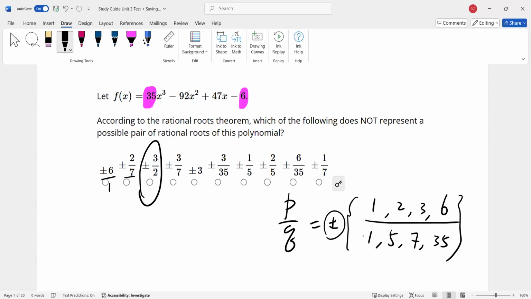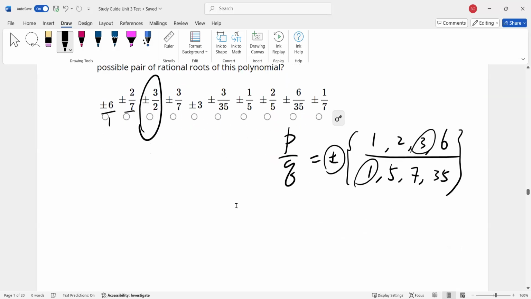Plus minus 3 over 1, that's okay. 3 over 35, that's fine. 1 over 5, that's fine. 2 over 5, that's fine. 6 over 35, that's fine. 1 over 7, that's fine. Only this one. I think this is a multiple choice question, right? Then there should be only one answer choice, which is not a possible rational zero of the given polynomial function.